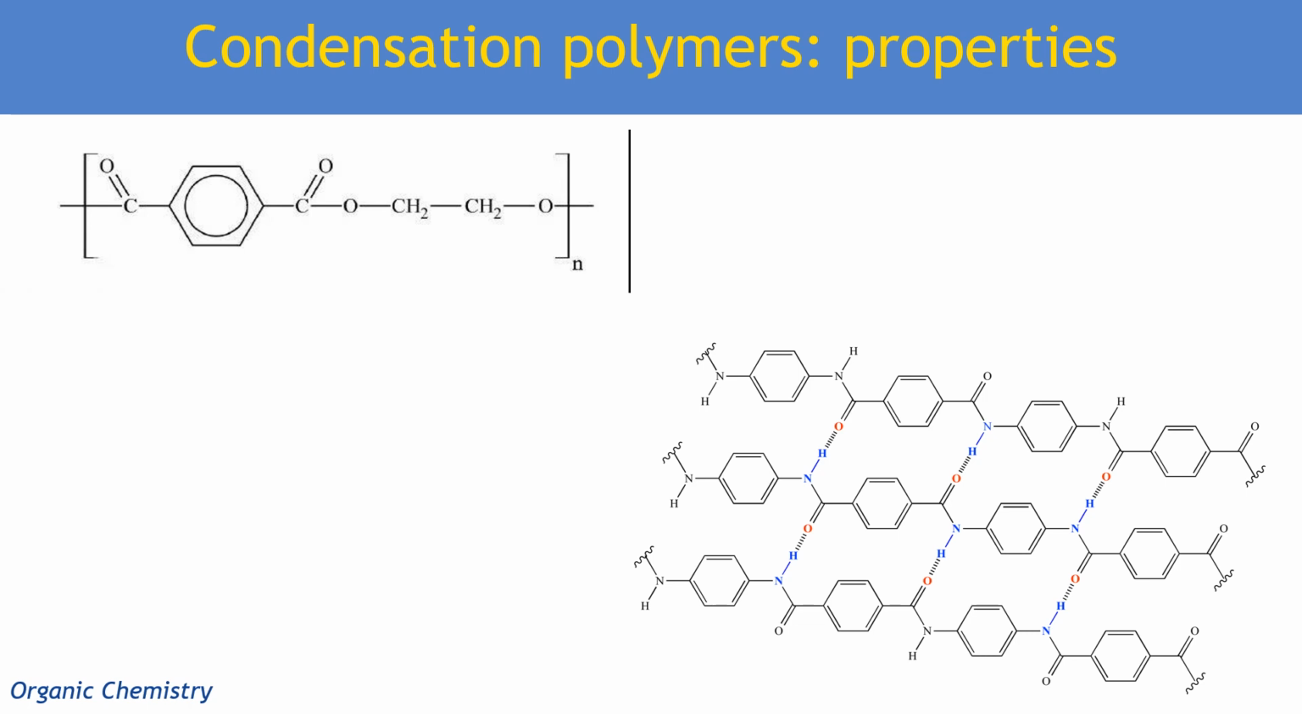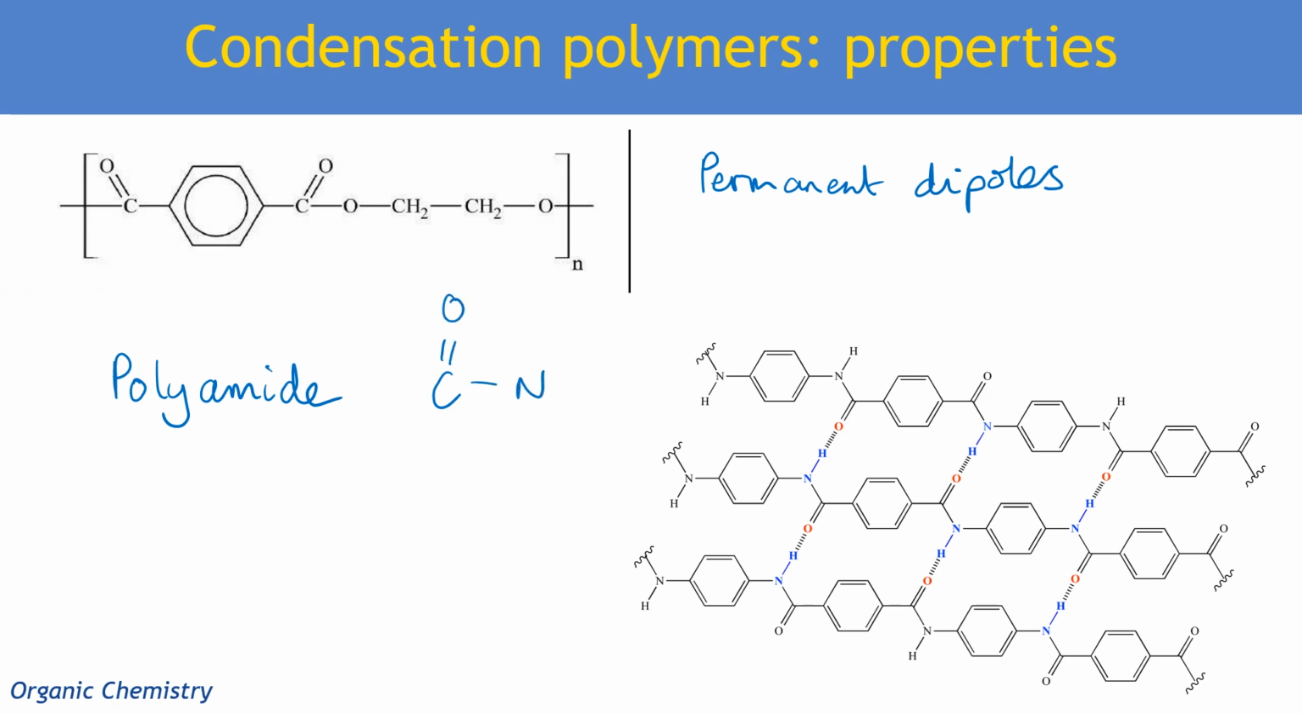Well, polyesters have got permanent dipoles between their chains, but no hydrogen bonding. So they might have a little higher boiling point than a polyalkene of a similar molecular mass. And even stronger, if you have a polyamide, which we haven't done too much about, but has a C double bond O attached to an NH group, which is also a condensation polymer, they have hydrogen bonds between their molecules.